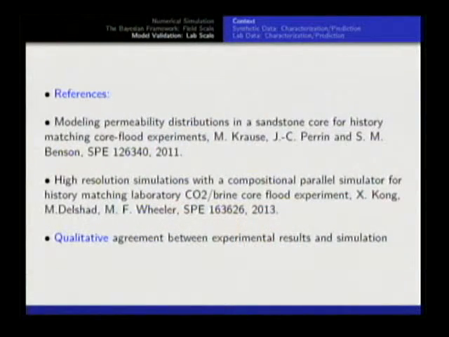We are not alone in this attempt. There are 2 groups that have looked at this recently. The agreement they get between simulation and experiments is essentially qualitative, and we are aiming at a more quantitative type of agreement.